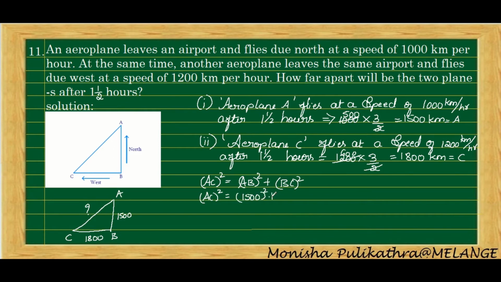So 1500 whole square plus BC is 1800 whole square. We know 15 square is 225, here 2 zeros are there, and if it is squared, it will become 4 zeros. Plus 18 square is 324, where 2 zeros, if you double that, it will become 4 zeros. So AC square is equal to, if you add this, you will get 549 with 4 zeros.